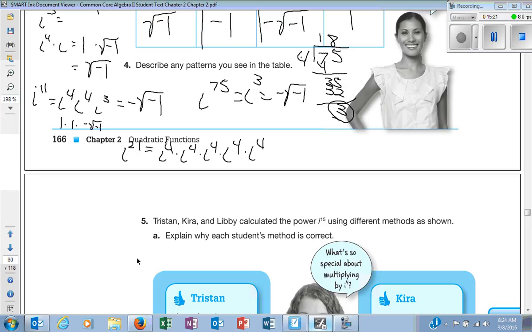How many times does 4 go into 20? 1, 2, 3, 4, 5, right? But the problem is, that only gets me to, this is 4, 8, 12, 16, 20. How many I's did I originally have? 21. So what am I missing? One more I. So I to the 21st power is really equivalent to just I, which is square root of negative 1. Are you with me on how I'm finding this? Are we good?